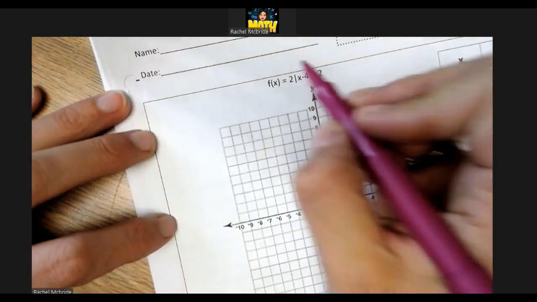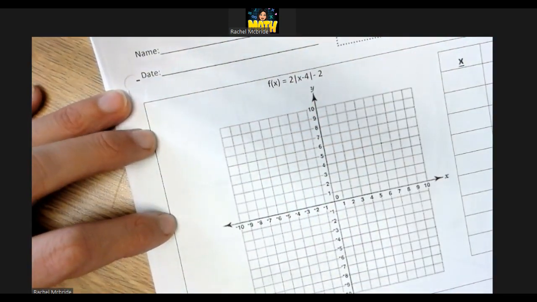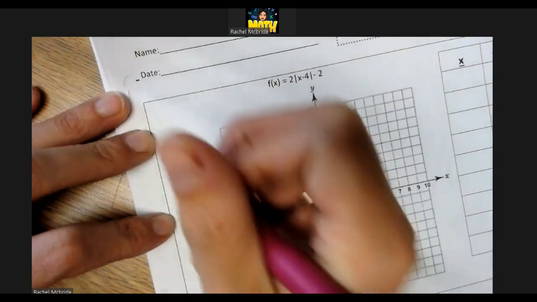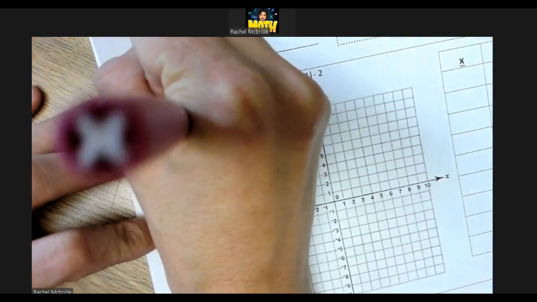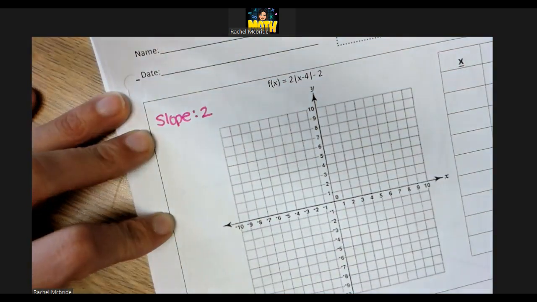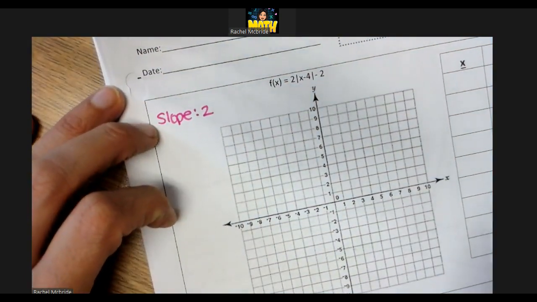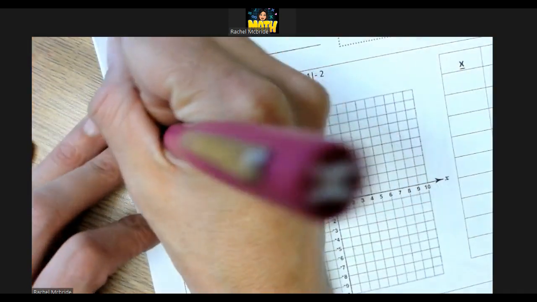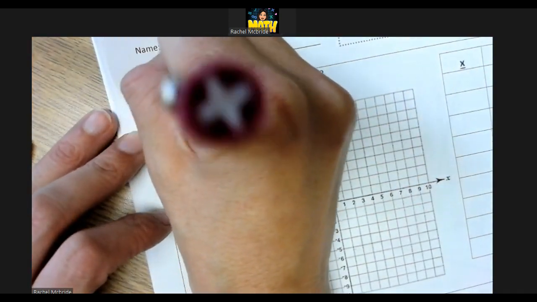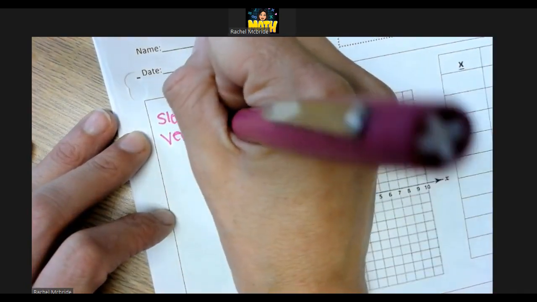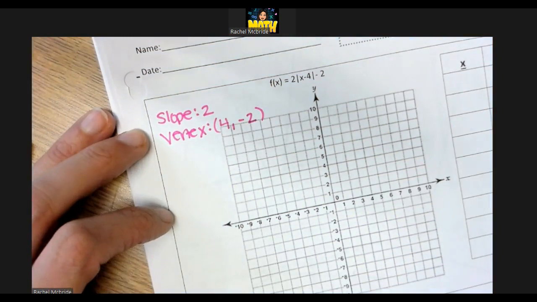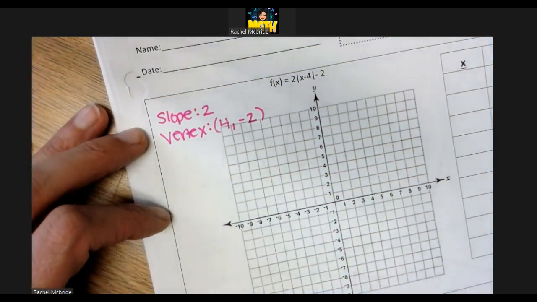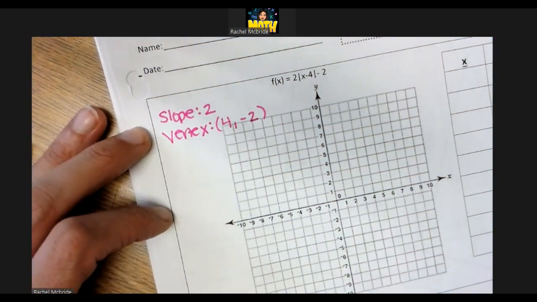So, Alexis, what does the positive 2 in front tell me? That's great. My slope is 2. Okay. What is my vertex? Who wants to tell us what the vertex is? Alexis, you can popcorn or pick a raised hand. Perfect. My vertex is (4, −2). Good, Leanna. Pick someone else.